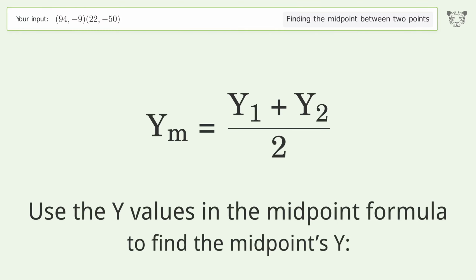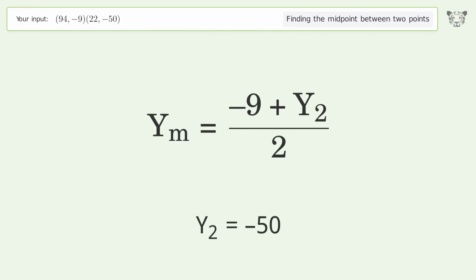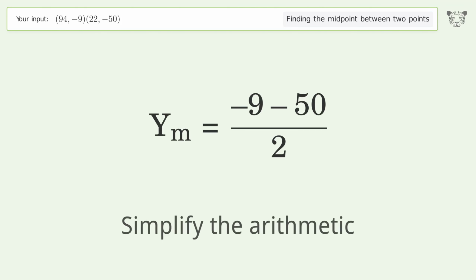Use the y values in the midpoint formula to find the midpoint's y. y1 equals negative 9. y2 equals negative 50. Simplify the arithmetic.